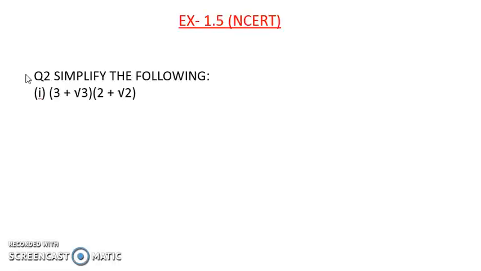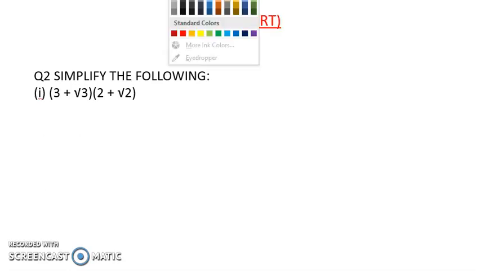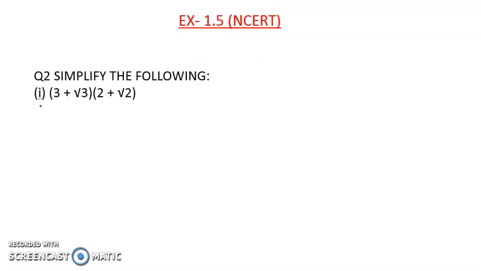So exercise 1.5 NCERT we are starting because already I had explained the previous exercise. We have already finished in the class and question number 1 was already explained. Alright, so we'll start with question number 2. Question number 2 is asking: simplify the following. First part: (3 plus root 3) into (2 plus root 2).